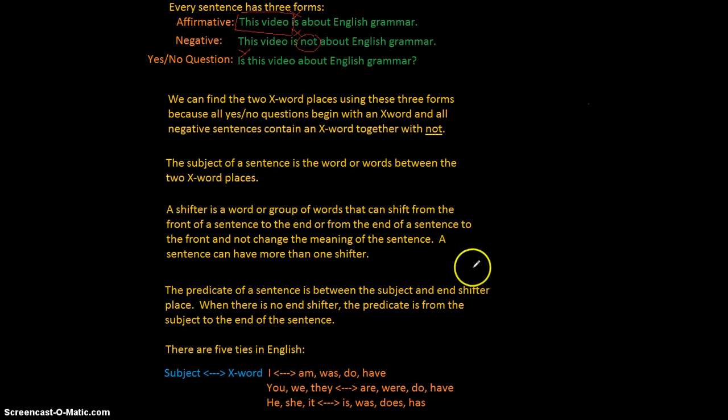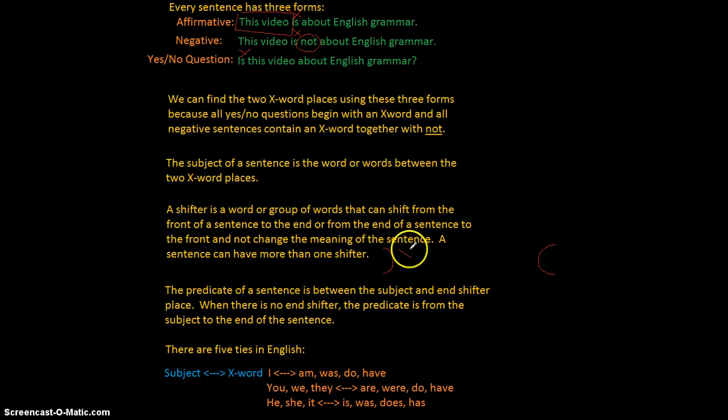Then we saw that we have the predicate in between the subject and the shifter. So what we've said is every sentence has a shifter place in the front. Every sentence has a shifter place at the end. We may or may not have words in those shifter places, but it's important to think about the sentence as having these 2 front and end shifter places.